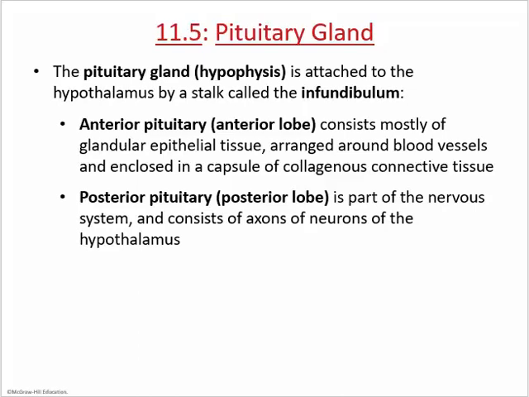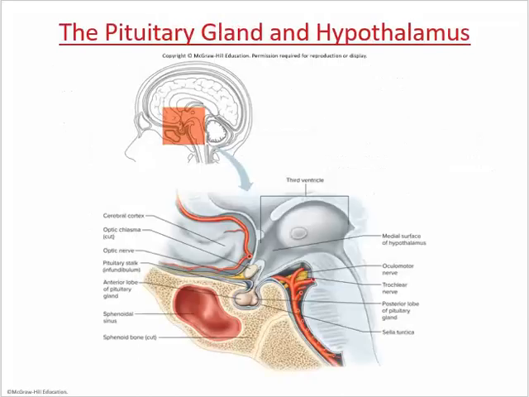The posterior lobe is actually neural tissue, and it's called the neural hypophysis. It sits down in the skull in something called the sella turcica. It's connected to the hypothalamus by the infundibulum, and it releases hormones into the bloodstream.